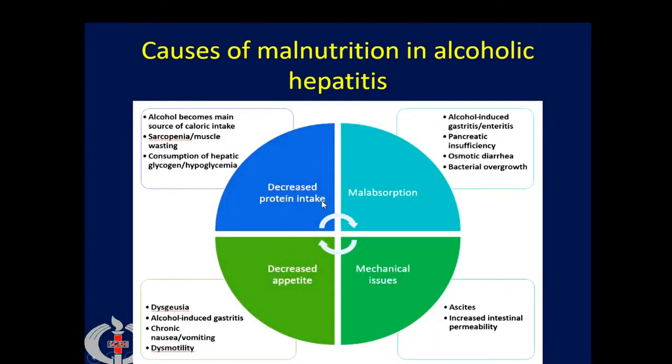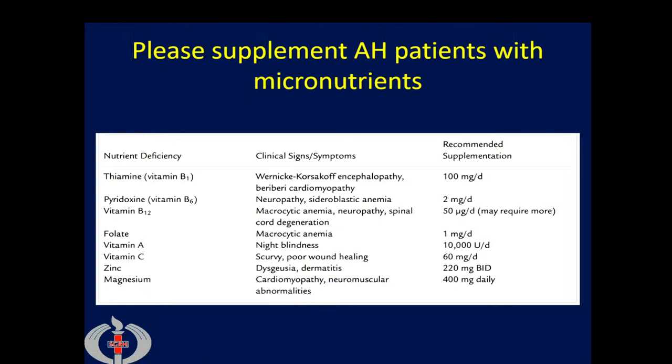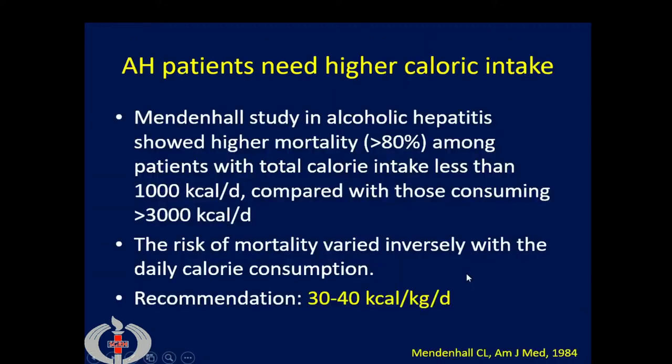So, what are the causes of malnutrition in alcoholic hepatitis? They are multifactorial. They have decreased protein intake, increased malabsorption. They have mechanical issues due to ascites and increased intestinal permeability, and they have decreased appetite. So all these factors contribute to malnutrition. And all alcoholic hepatitis patients need micronutrient supplements with thiamine, vitamin B6, pyridoxine, vitamin B12, folate, vitamin A, vitamin C, zinc, and magnesium. So all admitted patients with alcoholic hepatitis should be supplemented with these using the standard doses.